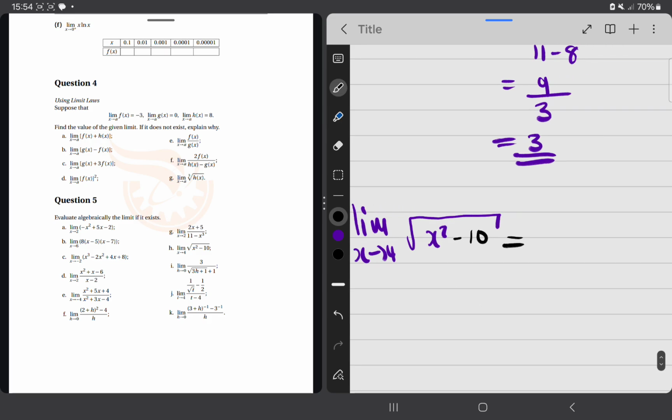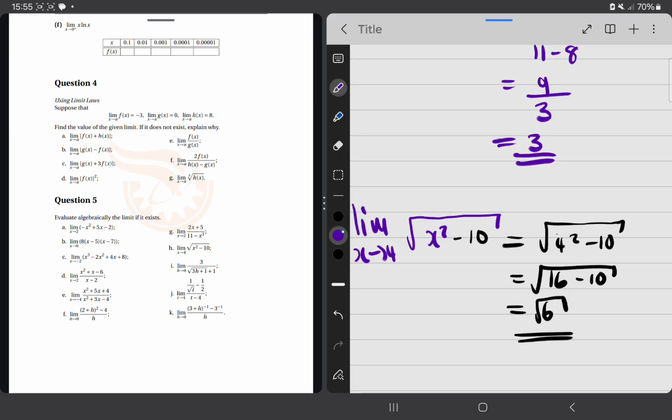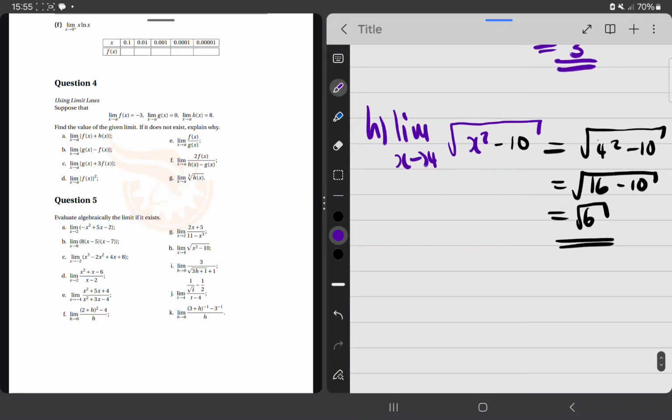So the limit is just going to be the square root of, you substitute. Where there's x, you put the 4. That's what you're approaching. So it's going to be 4 squared minus 10, which is going to be 16 minus 10, the square root of that, which is going to be square root of 6. And you can have it. If you want to write the longer way, which is still fine, you can do step by step, so maybe I'll do it in another way.